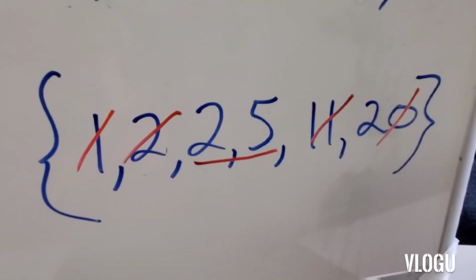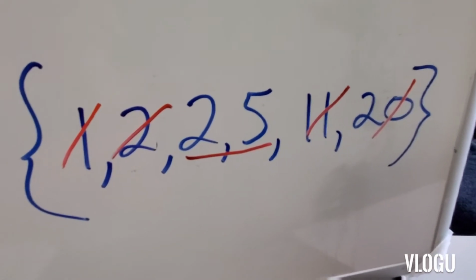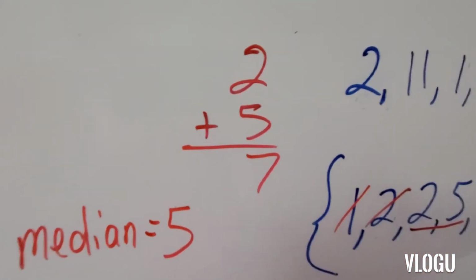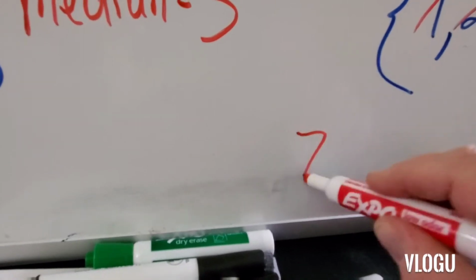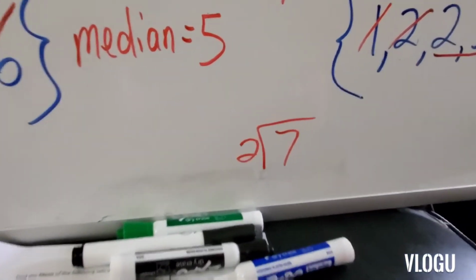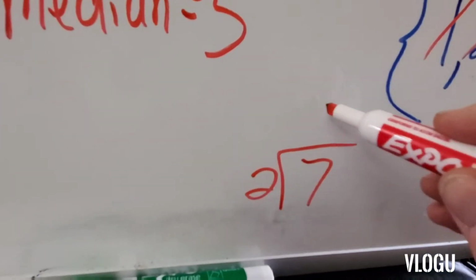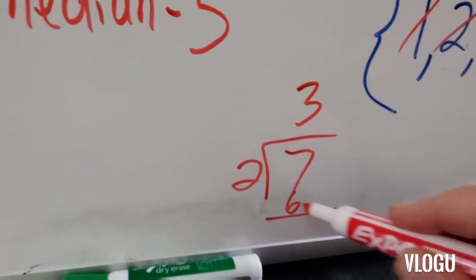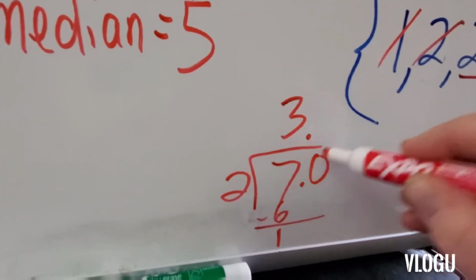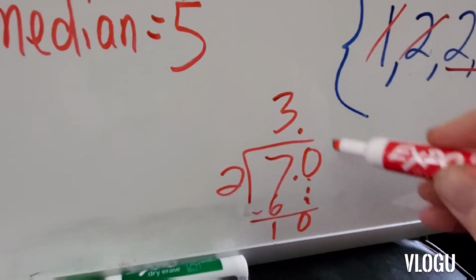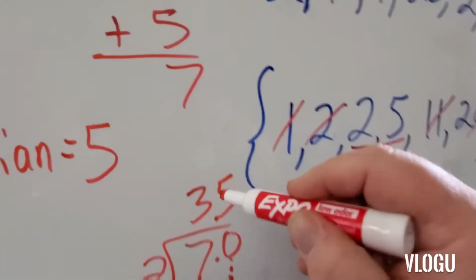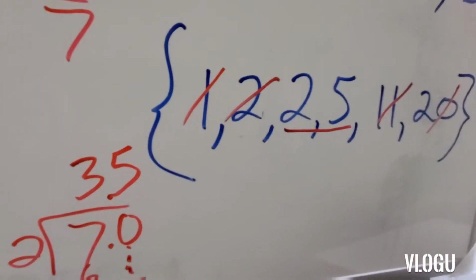I need to find out the middle, the mean or average of 2 and 5. So 2 plus 5 is 7. I need to divide 7 by 2 because I've added 2 numbers together. 2 goes into 7 about 3 times. 3 times 2 is 6. Minus, there's a 1. Oops, I need to add something, a decimal and a 0. 2 goes into 10 5 times. 5 times 2 is 10. 3.5 is my answer.